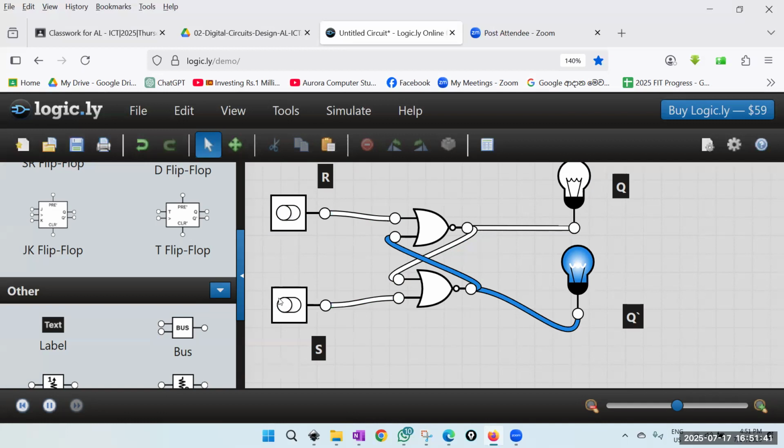But don't make both 1. Don't make both 1, because if you make both 1, both outputs are 0. That is invalid, so Q and Q dash must be different. That is why we say 1, 1 is an invalid scenario. Okay, 1, 1 is an invalid scenario. So you must be able to explain why it is so.